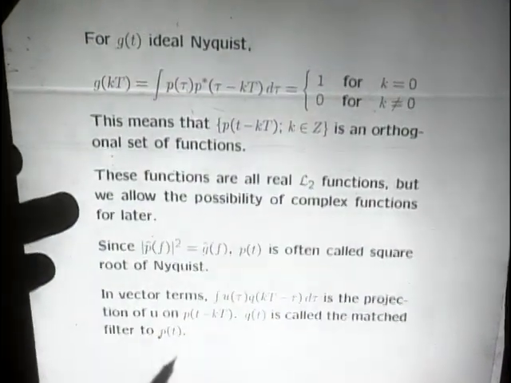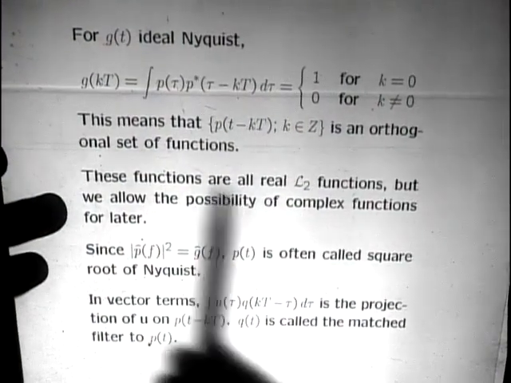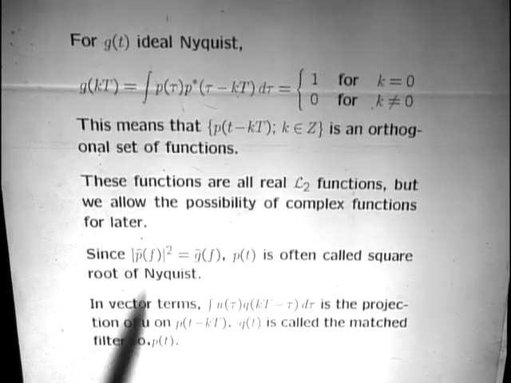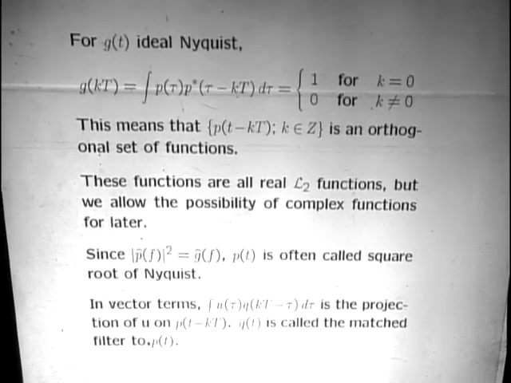Okay, these functions are all real L2 functions, but we're going to allow the possibility of complex functions for later. In other words, if we're transmitting a baseband waveform on a channel, how do you transmit an imaginary waveform?